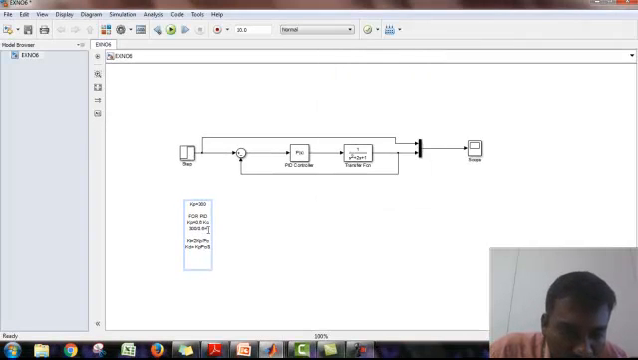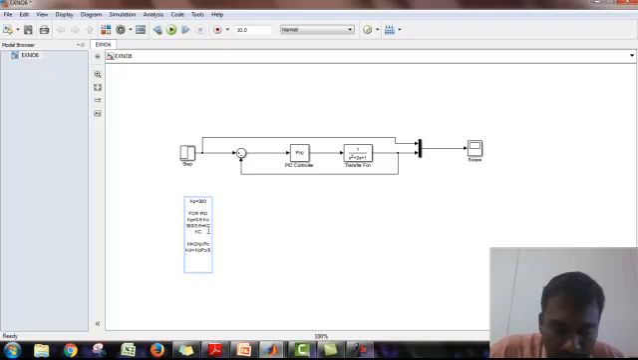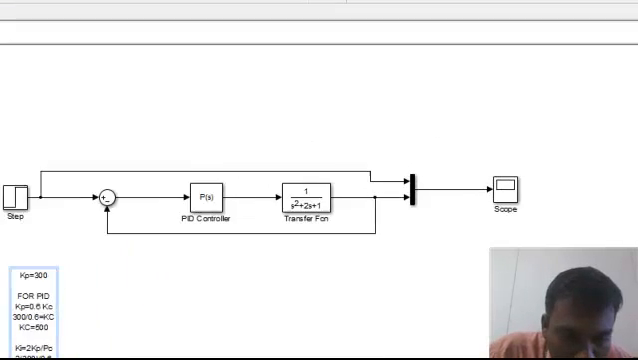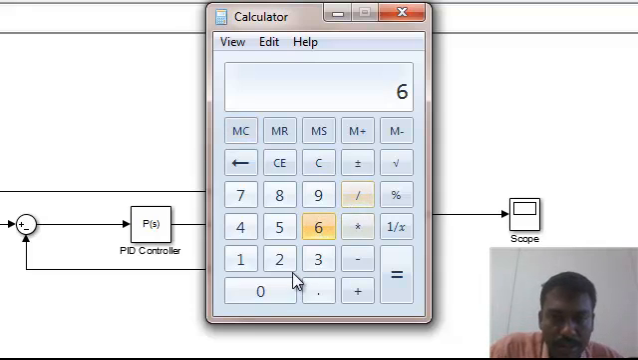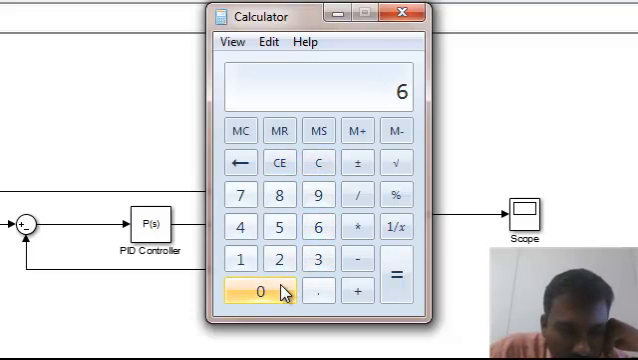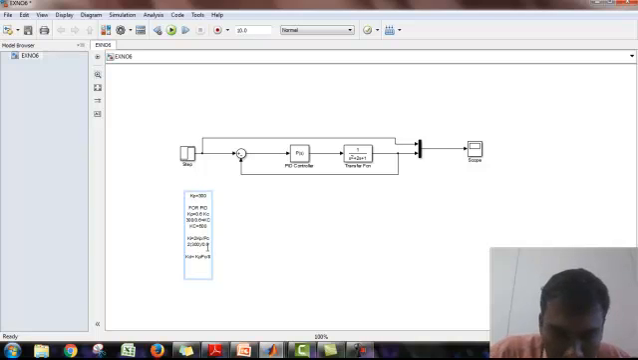So KC is 500. Once you know the value of KC, you can apply this value. So 2 into 300 divided by PC, PC is 0.6. So 600 divided by 0.6, sorry, 600 divided by 0.6 is 1000. So what's coming here is 1000.